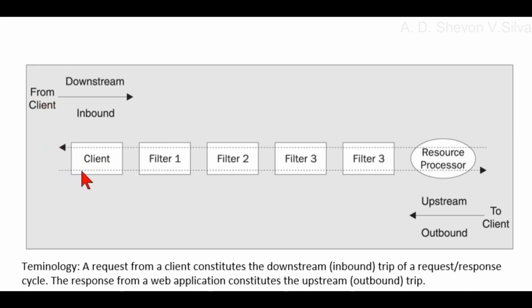Here you can see the client is connected to filter 1, and filter 1 is connected to filter 2, and filter 2 is connected to filter 3, and filter 3 is connected to the resource processor. The resource processor is connected back to filter 3, and filter 3 is connected to filter 2, and filter 2 is connected to filter 1, and filter 1 is connected to the client. Here you can see from the client, the downstream or inbound, and here to the client, the upstream or outbound.